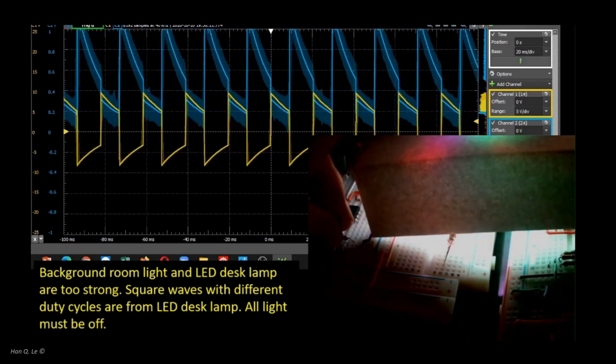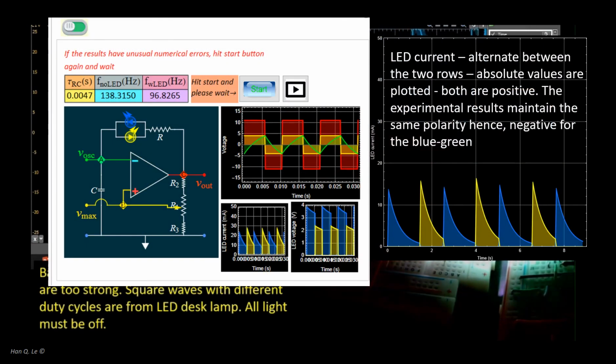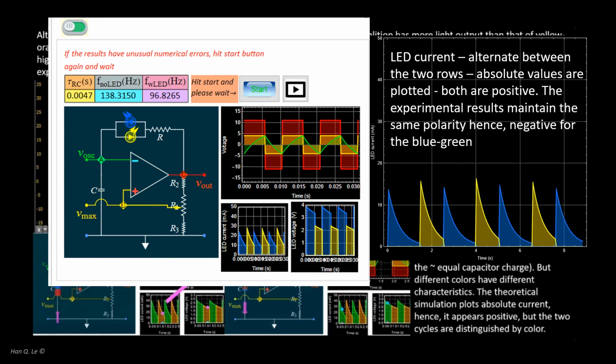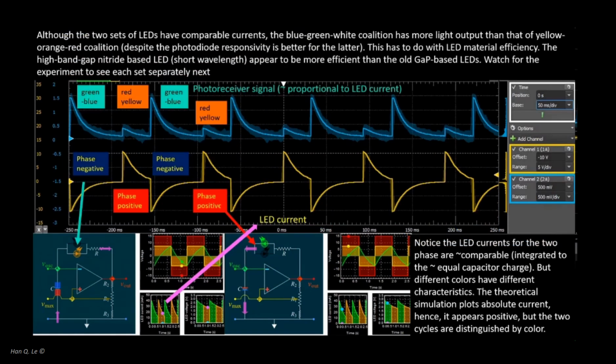The scope trace data can be compared with the simulation model. Because of the large difference between contact potentials, the high band gap blue-green group had a longer duty cycle within one period than did the yellow-red group. The simulation accounts for these overall qualitative features.